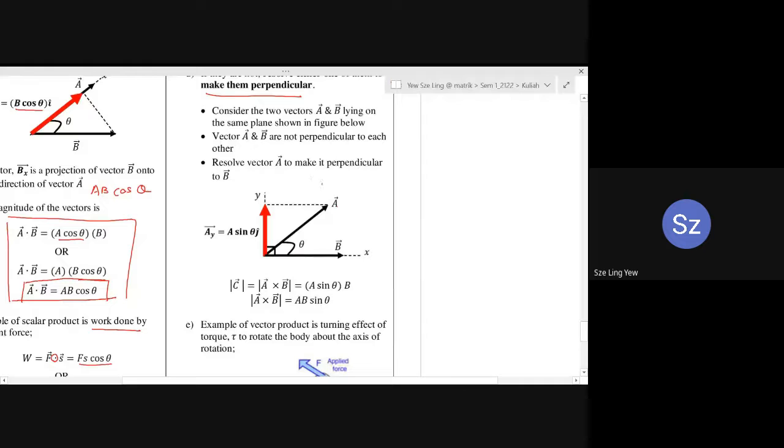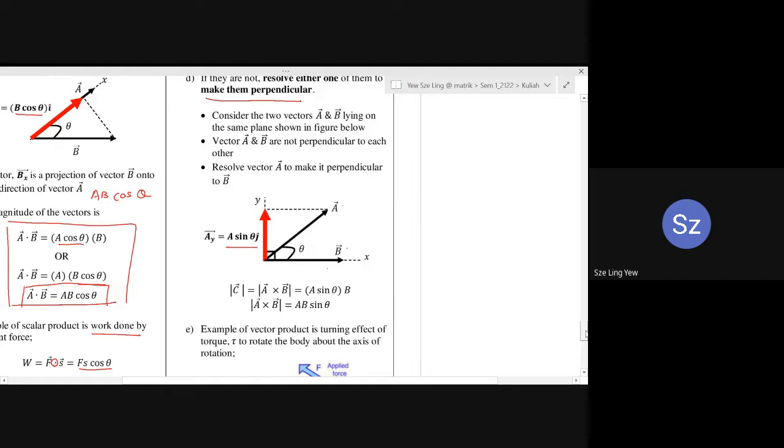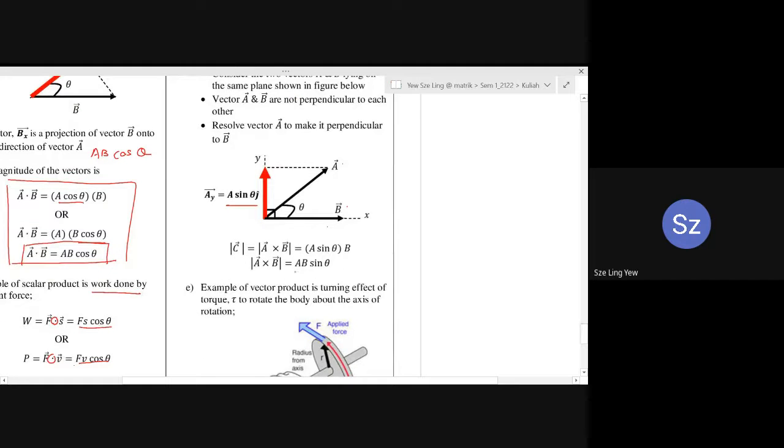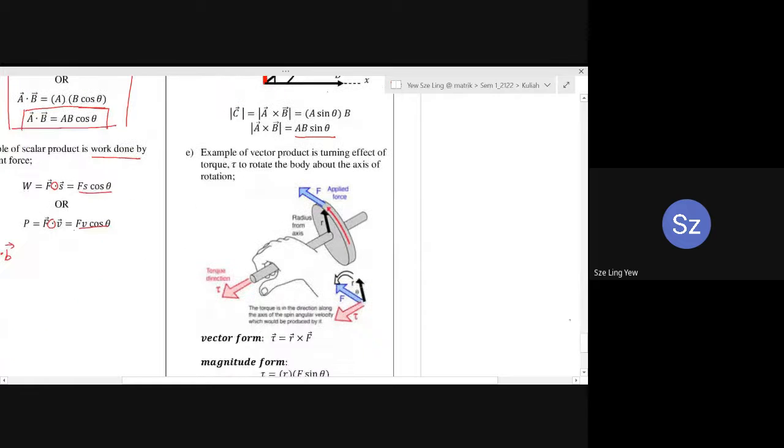They are lying on the same plane and they are not perpendicular to each other. So you resolve either one. You resolve A so that it's perpendicular to B. Just now we wanted parallel, now we want perpendicular. So it becomes A sin θ. Eventually you're going to get AB sin θ. So this is one of the examples.